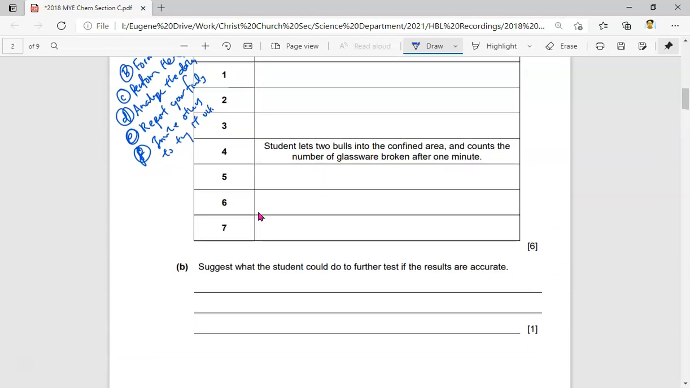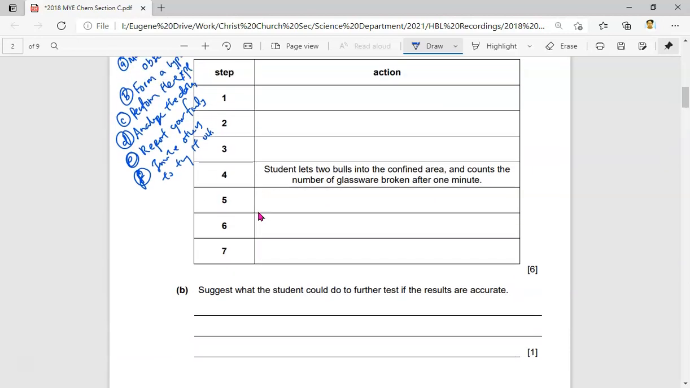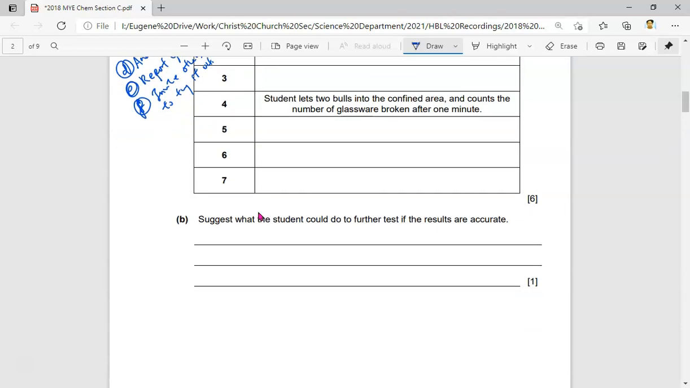So why is it 6 marks? Because there are a total of 6 blanks for you to fill out. Part B, suggest what the student could do to further test if the results are accurate. One way is to repeat the experiment and take an average of the results. Sorry, there is no average here. So repeat the experiment and analyze the data.